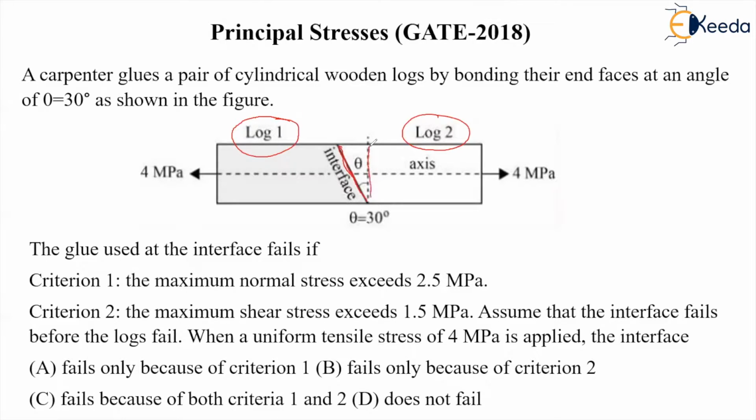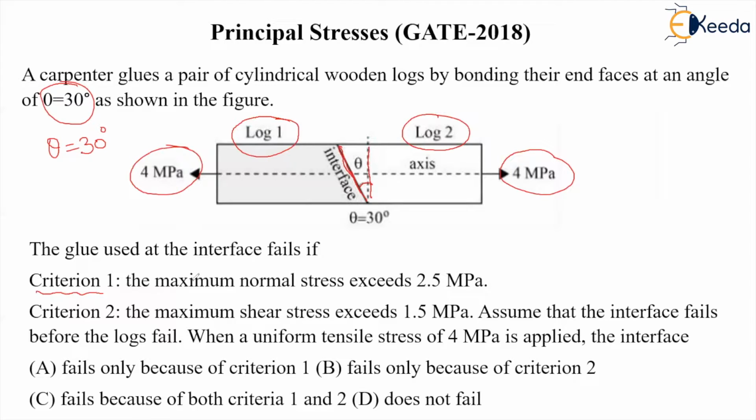with the vertical. This angle is given to us as 30 degrees. This angle is basically theta. This 30 degrees is given to us, right? And a 4 megapascal tensile stress is applied, right? So the log fails according to two criteria.